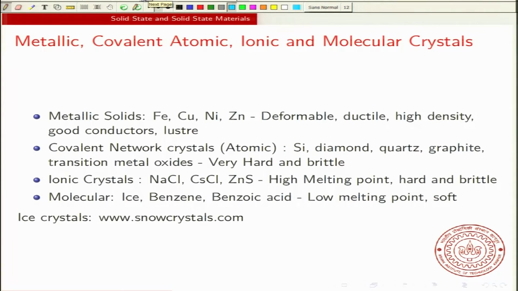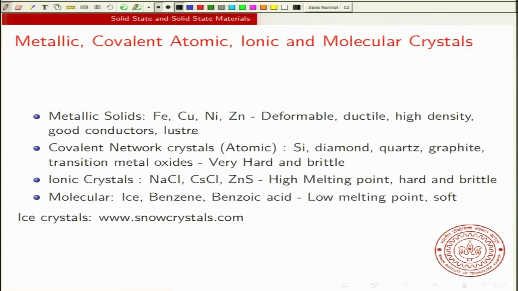Okay. The other way to look at different types of solids is to think of them based on the nature of the interactions between the constituent particles. Okay. So, you can think of metallic solids. This is an example of all metals like iron, cobalt, nickel, zinc. These typically are deformable. They are ductile, and they have high density, they are good conductors. What I mean by deformable is that you can stretch them, you can make them into wires and so on. They are typically good conductors of electricity, and they typically have this lustrous look.